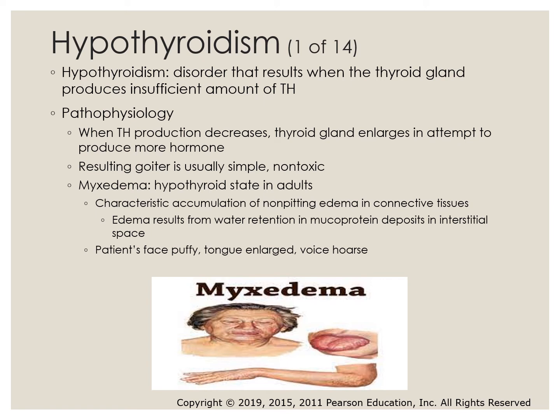So what is hypothyroidism? The hypothyroid state in adults is sometimes called myxedema. And you see a picture here of how people can look. And we'll talk about some of this. The term reflects the characteristic accumulation of non-pitted edema in the connective tissues throughout the body. The edema is the result of water retention in mucoprotein deposits in the interstitial spaces. The face of a patient with myxedema appears puffy, the tongue is enlarged, and the voice is hoarse and husky.